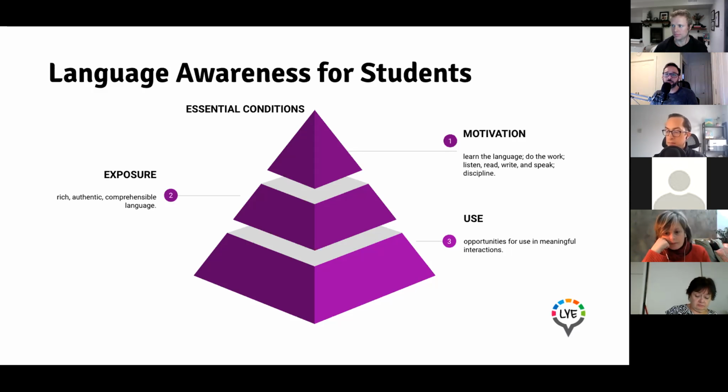The second thing being motivation. Of course, students need to be motivated to learn the language, to do the work, to listen, to read, to write, to speak. I would even add the idea of being disciplined to acquire the language. And of course, they need to be provided with plenty of opportunities for using this language in meaningful interactions.